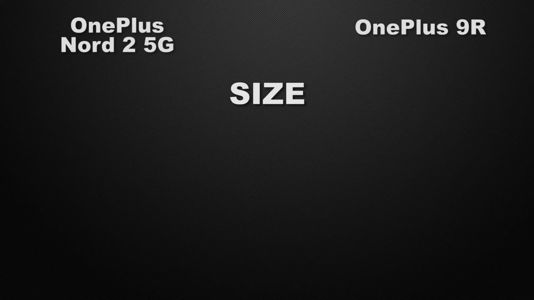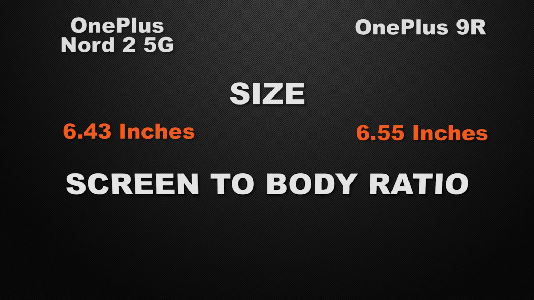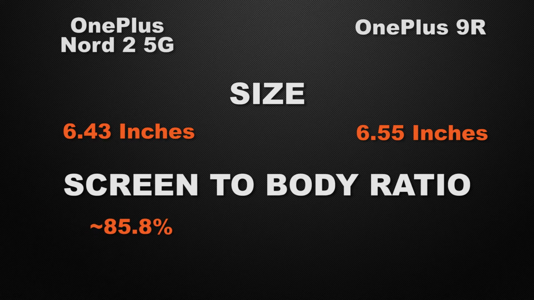Moving to the display features of the devices, let's start with the display size of the devices. Nord 2 has 6.43 inches of display, whereas 9R has 6.55 inches of display. So the winner here is 9R because it has a bigger screen size. And about the screen to body ratio of the devices, Nord 2 has approximately 85.8%, whereas 9R has 86.8%. So it's a tie because both of the devices have approximately the same ratio.